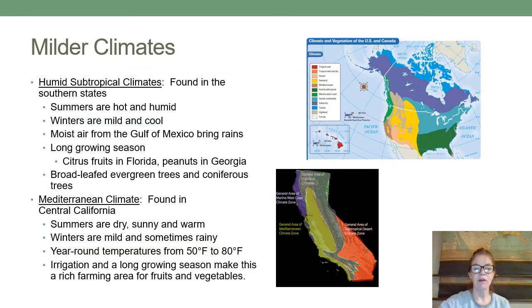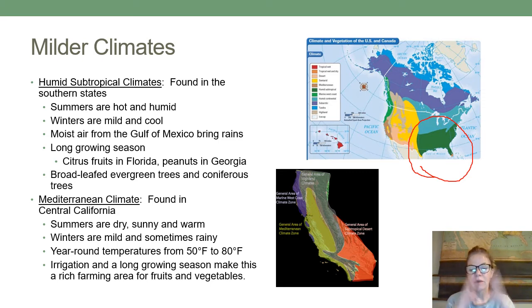Okay, some other mild climates. If you go down into the southeastern part of the United States, in these southern states down here, you're going to find humid subtropical climates, right? So we all know what Florida is like, and then you get down into the hot and humid south, right? So summers are hot, humid, and then the winters are mild and cool. They're not like they are here. They can't be very severe. The further south you go, the warmer it's going to be in the winter. Because they have a long growing season, you're going to see them able to grow citrus fruits in Florida, like oranges. And then in Georgia, there's going to be peanuts.